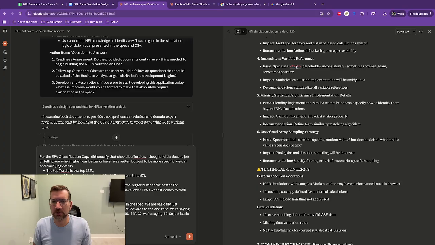Inconsistent variables, team placeholder, sometimes offensive, sometimes positive. So in this case, the intention of the team variable in references was meant to specify and signal that we want to compare either the team that we're running the analysis on to the offensive team or the defensive team. And that would also then be the same simulation-based team variable.